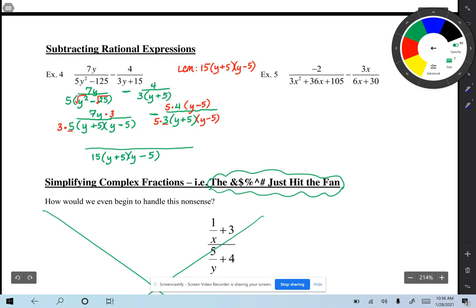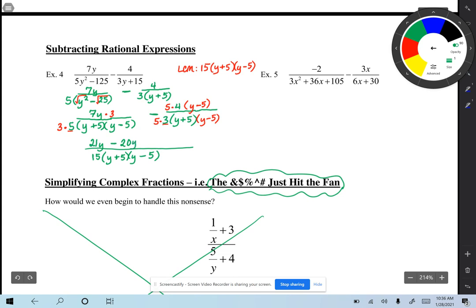Tops, we're going to combine. 7y times 3 is 21y. Be really careful here, guys. You want to multiply 4 times 5, which is 20. So we have minus, this is 20 right here. So 20 times y. So minus 20y.